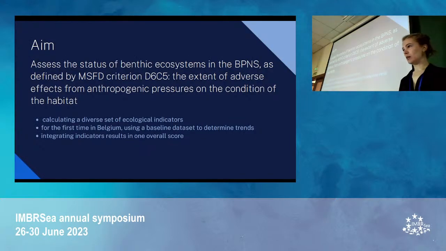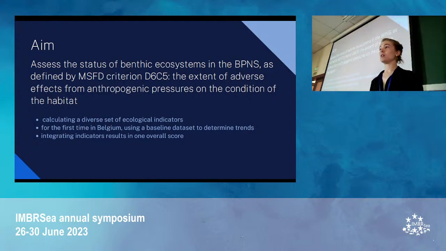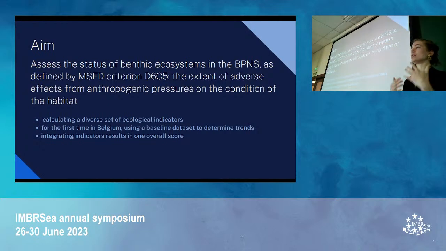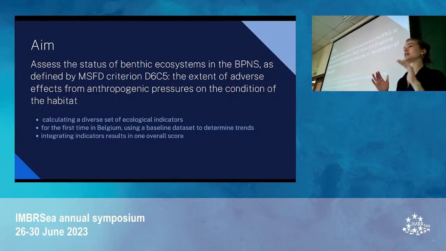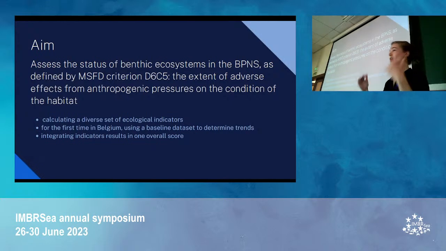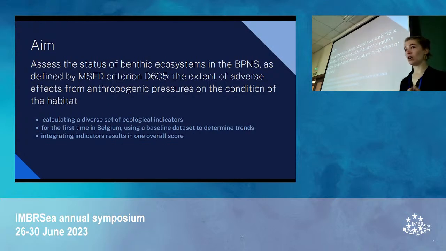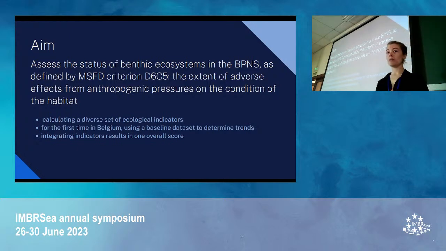So the aim of this study was to assess the status of benthic ecosystems in the Belgian part of the North Sea, specifically through criterion D6C5 of the Marine Strategy Framework Directive. This criterion addresses the extent of the negative impacts of anthropogenic pressures on the condition of the habitat. This was done in three main ways. First, calculating a diverse set of indicators, using a baseline to determine trends over time, and finally, integrating these indicator scores together into one overall score.